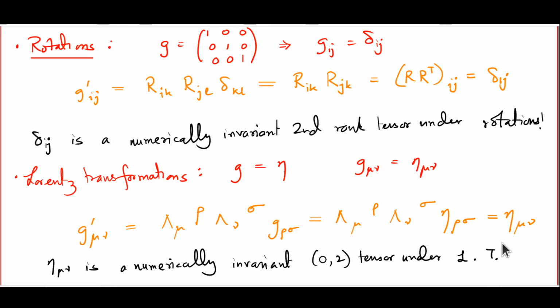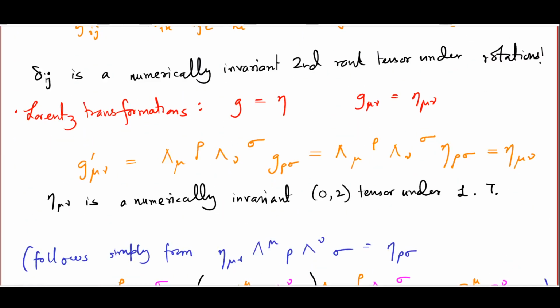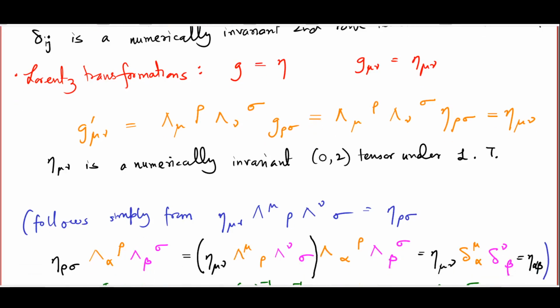That one actually was a property of the transformation coefficients for the vector components, that is lambda upper mu lower rho. So where did this come from? Well, this can easily be derived out of that one. This is the familiar property that we had seen before: eta mu nu lambda mu rho lambda nu sigma equals eta rho sigma. These coefficients, of course, are the vector transformation coefficients, not the covector transformation coefficients which are sitting here.